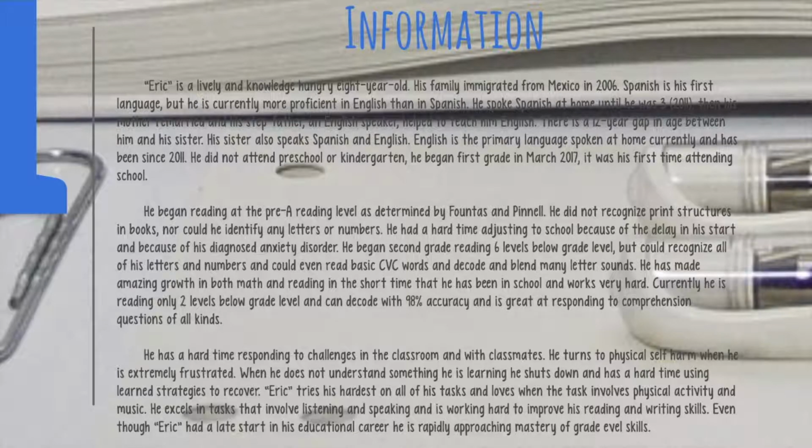He's made amazing growth in both math and reading, and currently he's only 2 reading levels below and can decode with 98% accuracy. He's great at responding to comprehension questions of all kinds. He has a hard time responding to challenges in the classroom with his classmates, and he turns to physical self-harm when he is extremely frustrated. When he doesn't understand something, he shuts down and has a hard time using learned strategies to recover.